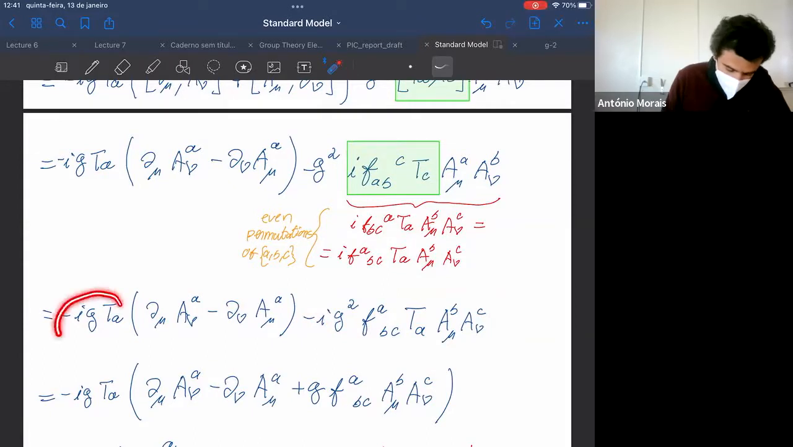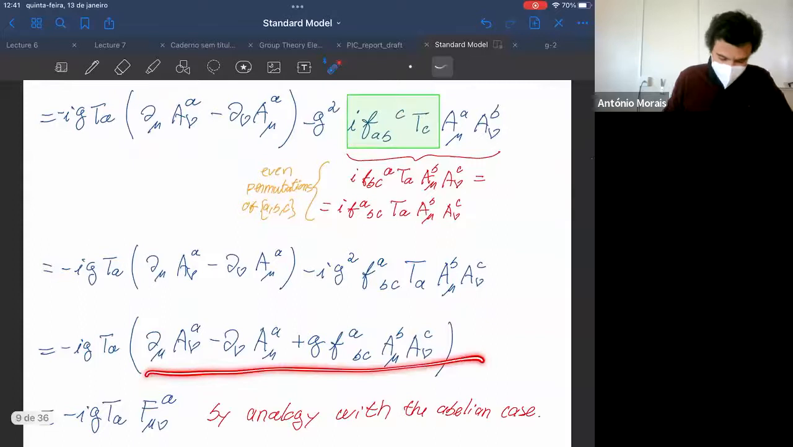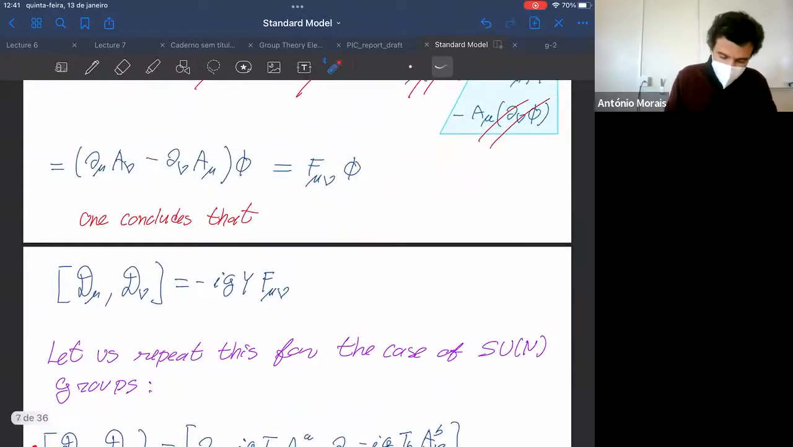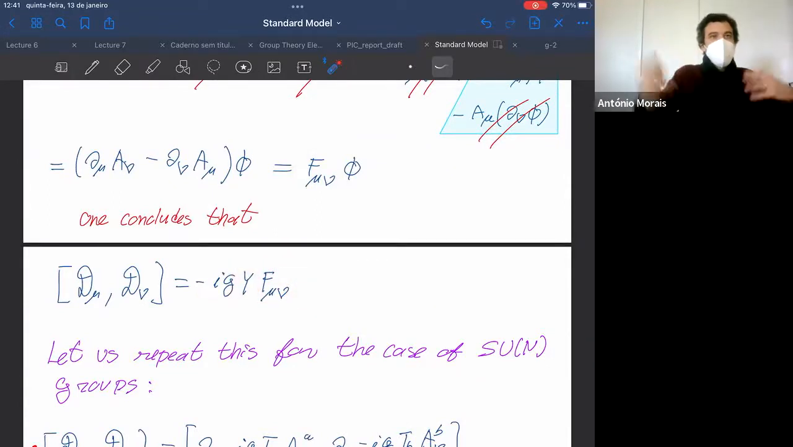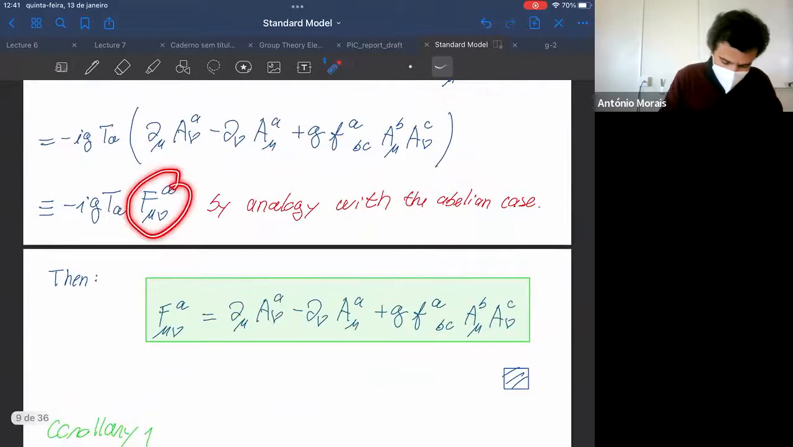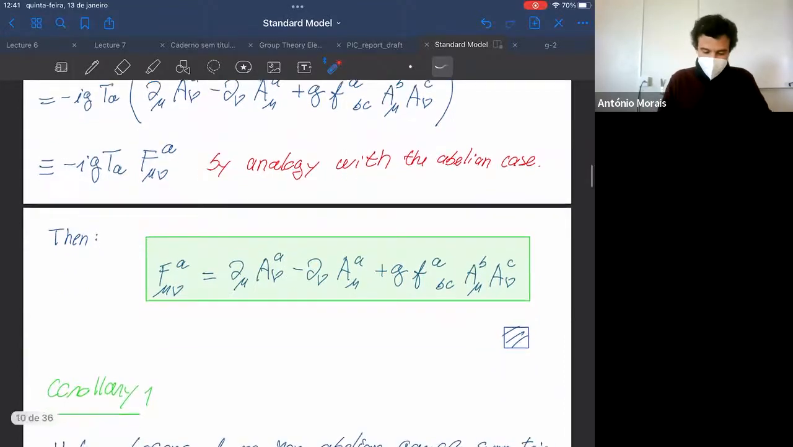Now let's put minus i g T^A outside. The idea was to bring T^C to T^A so that you can put T^A in evidence. And you get this. Now by analogy with what you know, this is F mu nu with minus i g Y, where Y is the hypercharge generator, and you know this is a matrix, as I showed you before. You then conclude that you can write this in the same way, where you obtain the expression for the field strength tensor of a non-abelian gauge symmetry, in this case SU(N).